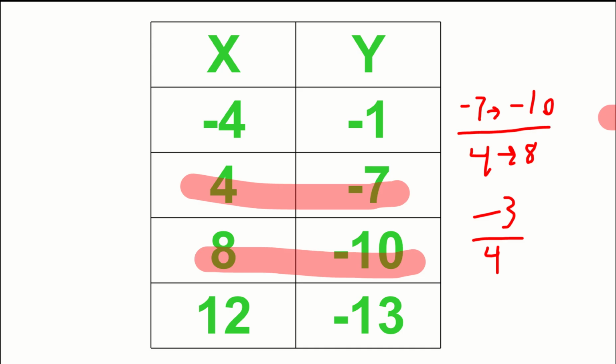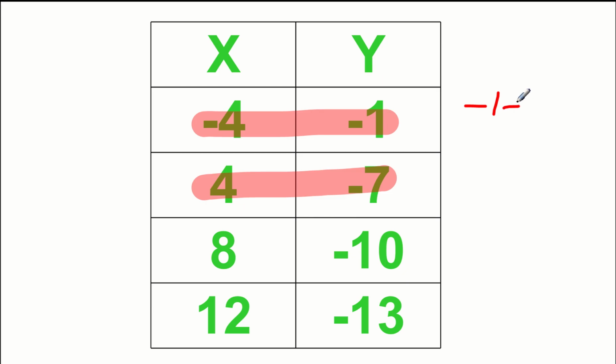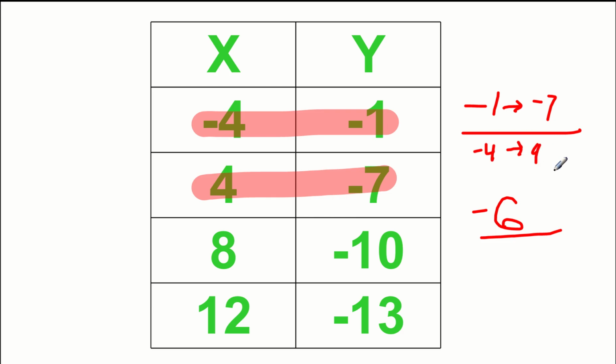So if we use the first 2 points, I'll do that since I'm sure a lot of y'all did. We have here and here. From -1 to -7 is a decrease of 6. So we'd have -6. From -4 to +4 is an increase of 8. So that's a +8. 2 goes into both of those numbers. So when we divide by 2, we still get the -3/4. Okay? Any other questions on that?